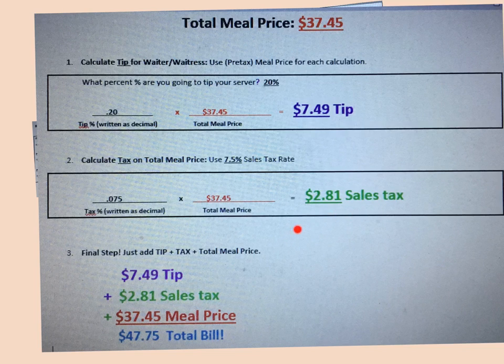So now, what do I pay at the end? Well, I have to pay for my meal. That's right here. I also add my tip in and my sales tax, so these two amounts, and I get my total bill that I'll be charged at the end. So $47.75. This is quite a high price for a meal, but this is a pretty nice restaurant.